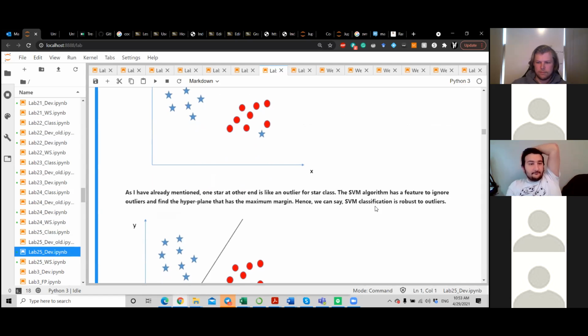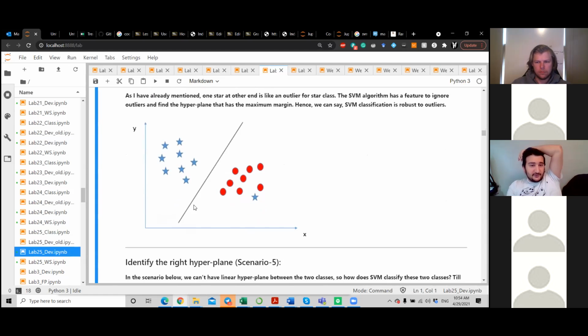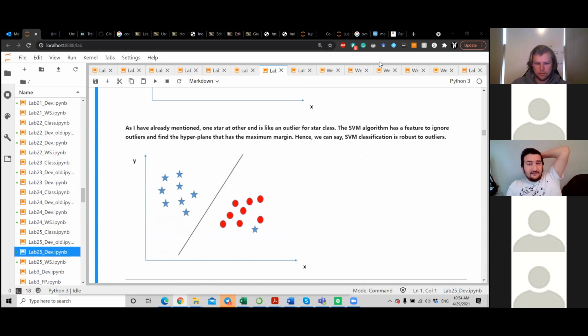The SVM algorithm has a feature to ignore outliers and find the hyperplane that has the maximum margin. So it will basically do what you did. And the hyperplane chosen will be something like this. Because of this feature, we actually say that SVM is robust to outliers. Now, is it a good thing? Is it a bad thing? Really depends on what you want to do. But that's just one of the characteristics of this algorithm.